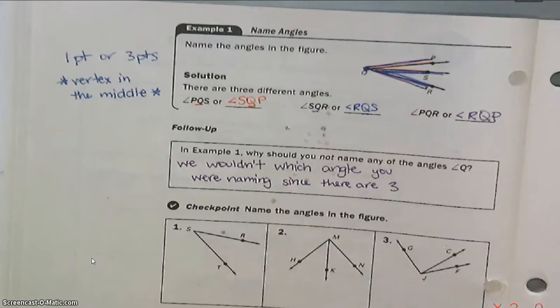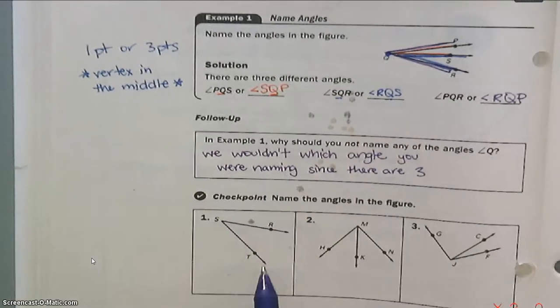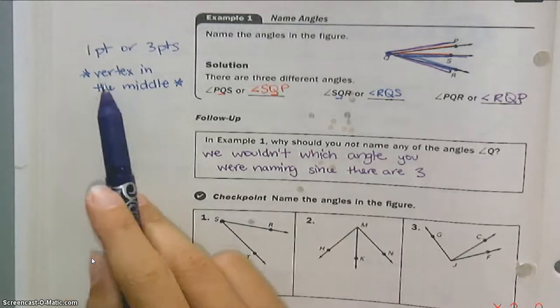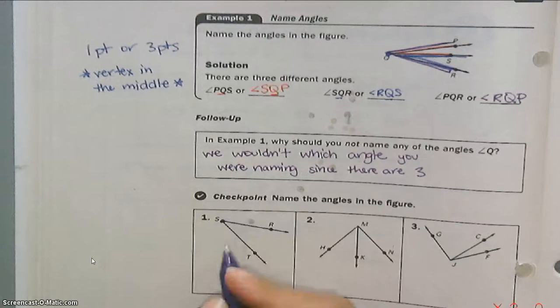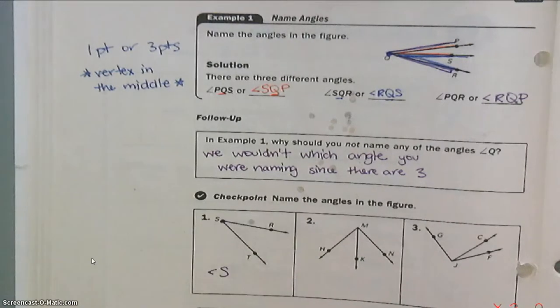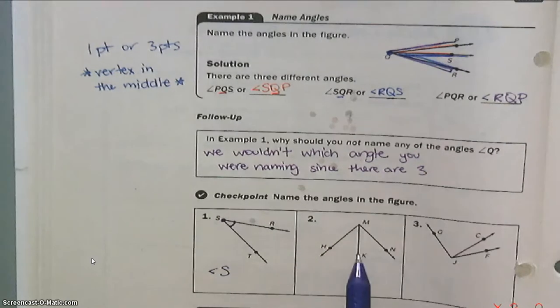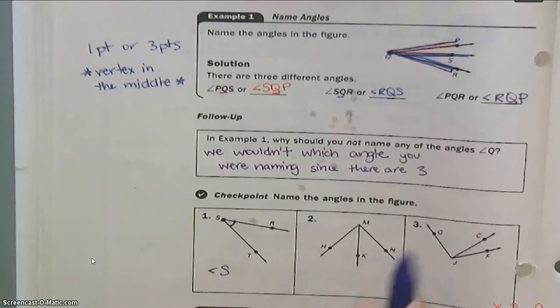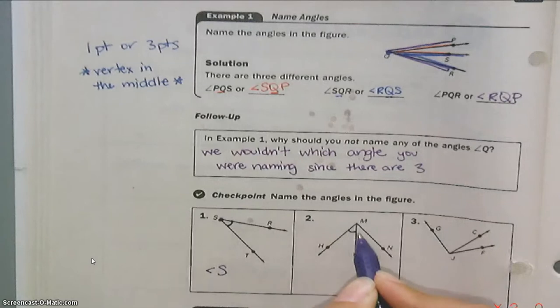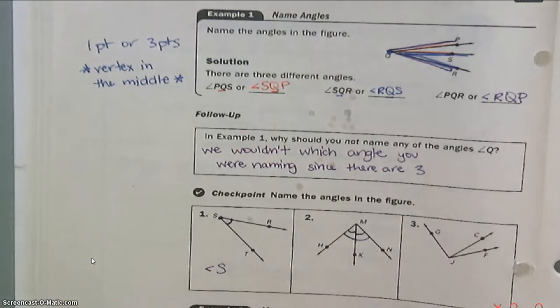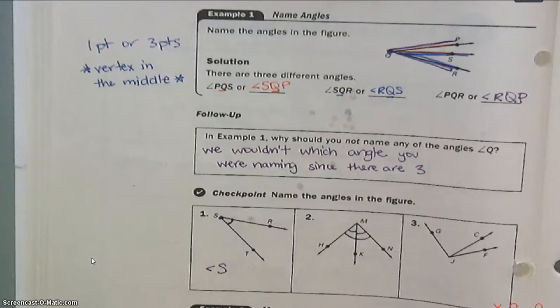But here's an example on this checkpoint where we could just use one letter. We could just use the vertex. Up here I said sometimes we can use one point. We could just call this angle S, because I know what angle we're talking about. It's only this angle. But we can't do that here because we've got one angle here, one angle here, and one angle here. So we have to use 3 letters there.